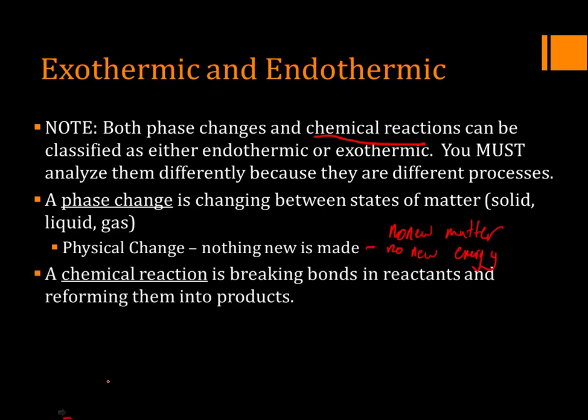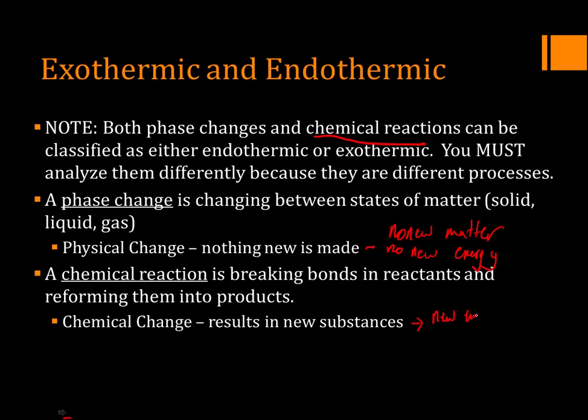Whereas in a chemical reaction, we break bonds in reactants, we form them in products, and we do end up with new stuff. We end up with new substances, but we also end up with new energy types. So we're not going to have just thermal energy moving around like in a phase change. We're going to have new types of energy present that we didn't necessarily have before.